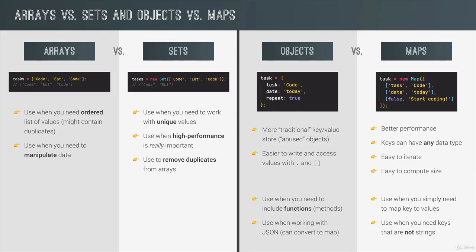So, in fact, we still use objects all the time, but maps are also a very important data structure right now, and way more important than sets. Great, and with that, we wrap up this overview. I hope you found this useful, and so let's now move on.